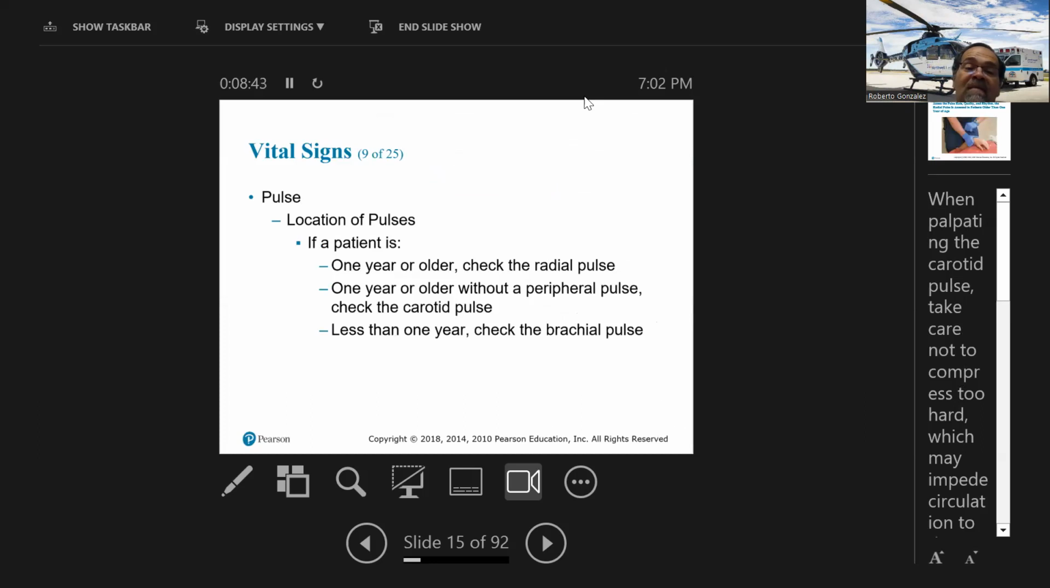Now, if the patient is 1 year or older, check the radial pulse. If 1 year or older without a peripheral pulse, check for the carotid pulse. Less than 1 year, check for the brachial pulse.